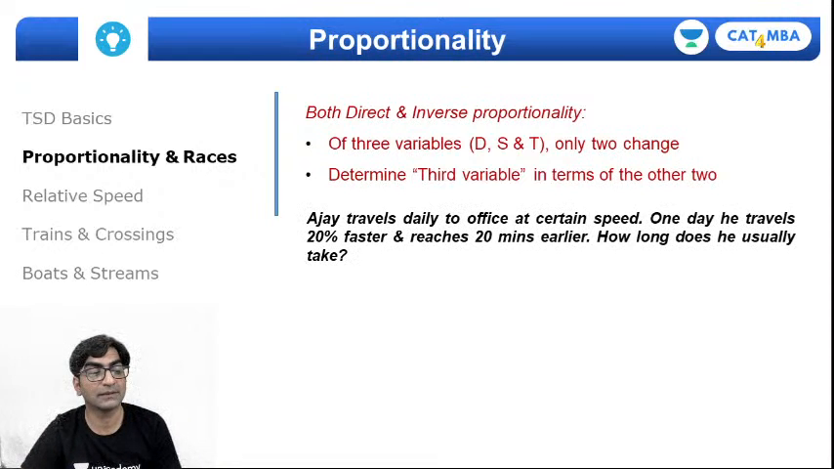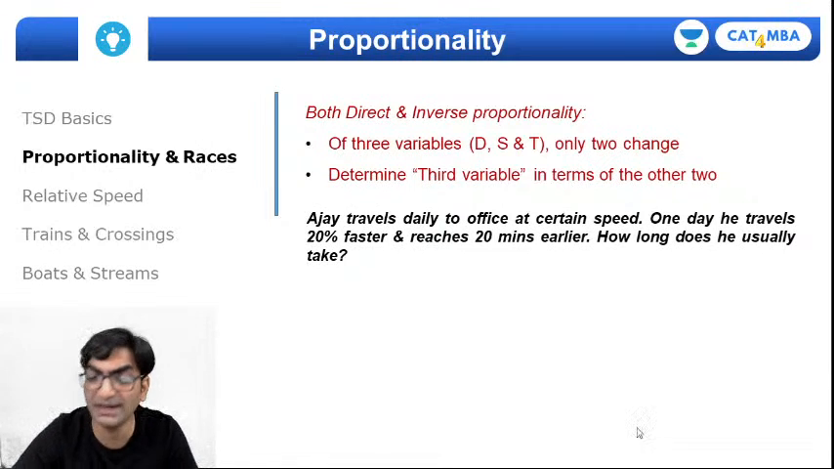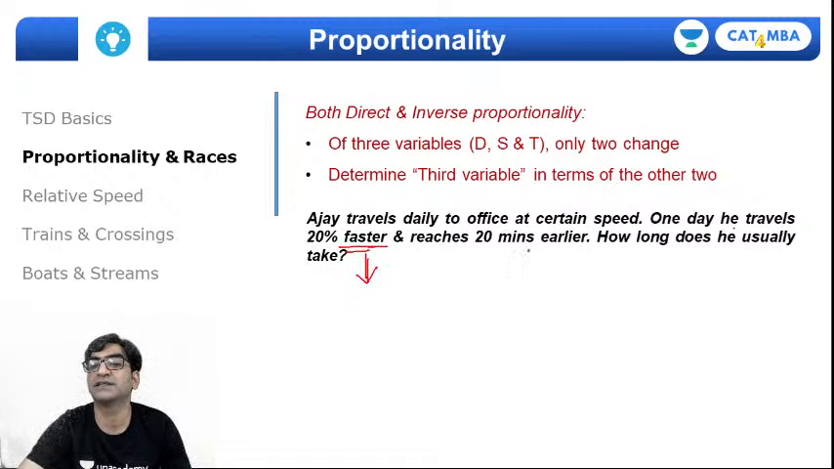Let's take an example. Supposing Ajay is a boy, he travels to work daily at a certain speed, right? What happens is one day he travels 20% faster, right? Faster means speed changes. Reaches 20 minutes earlier means time changes, right?